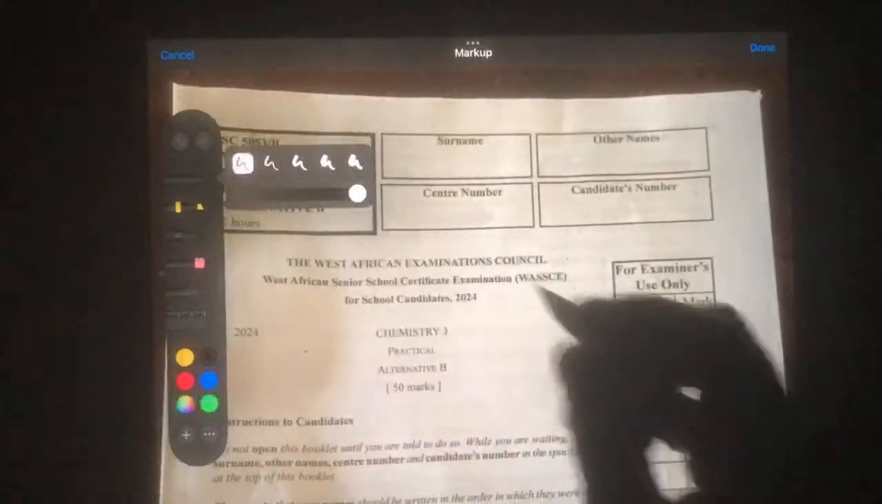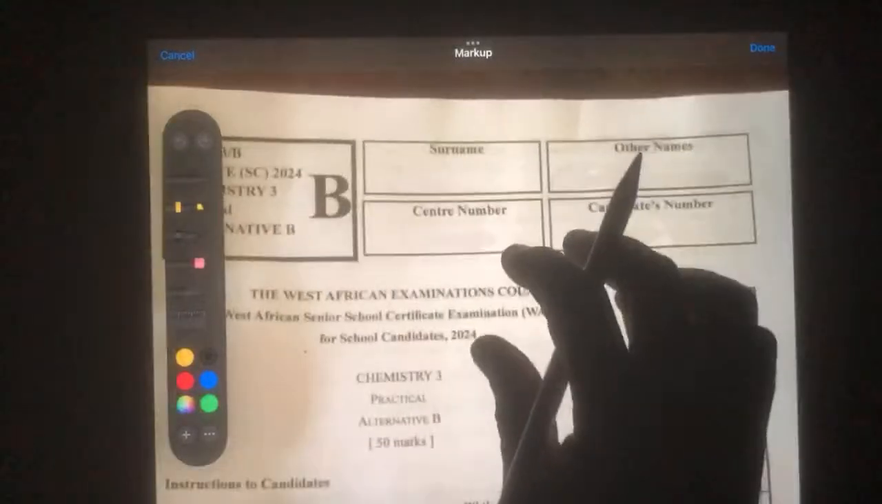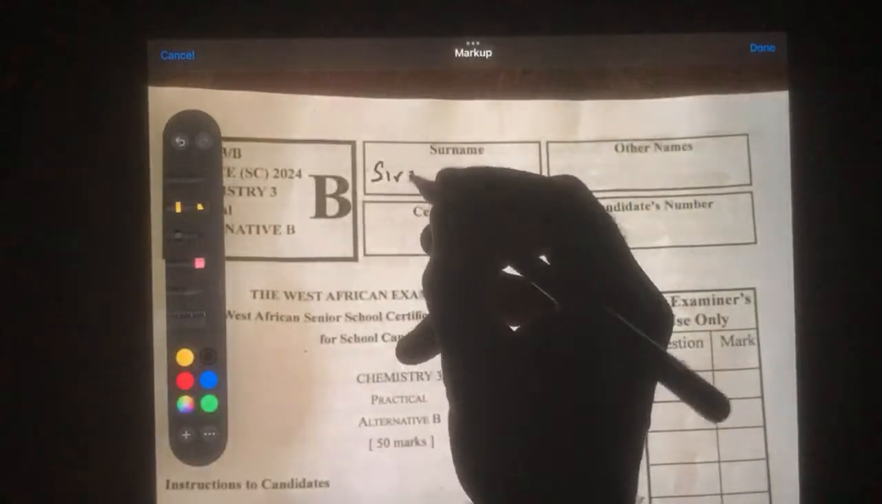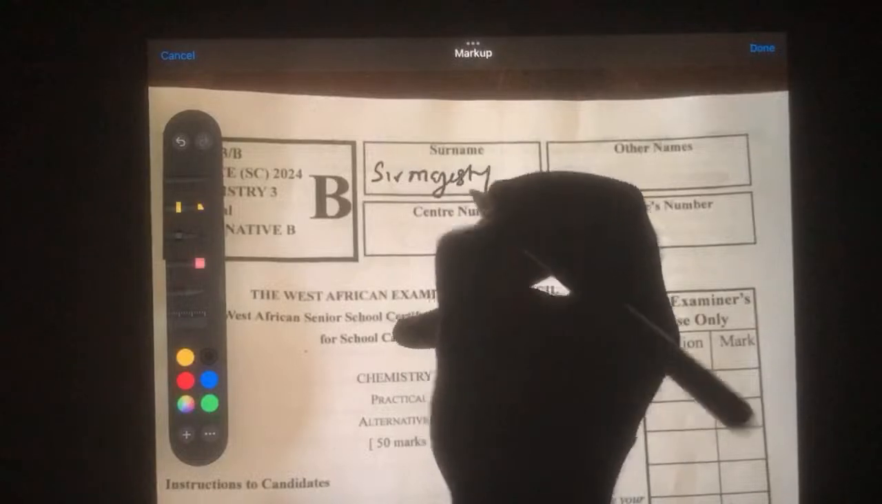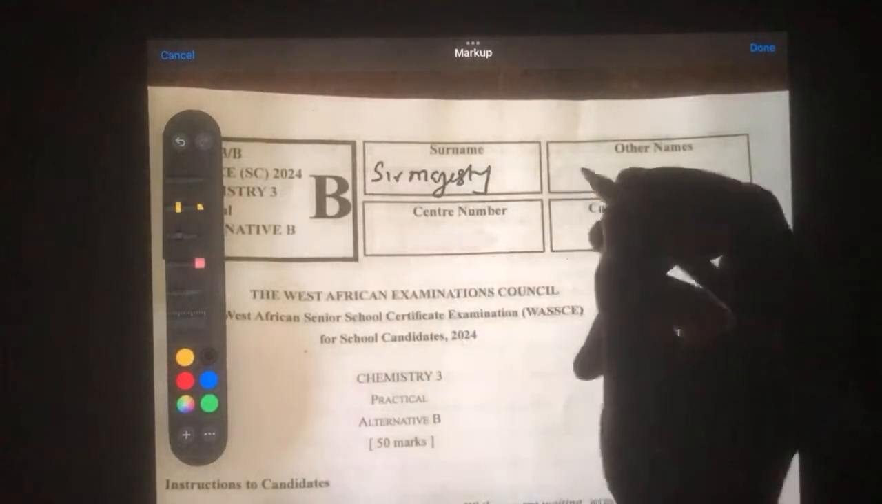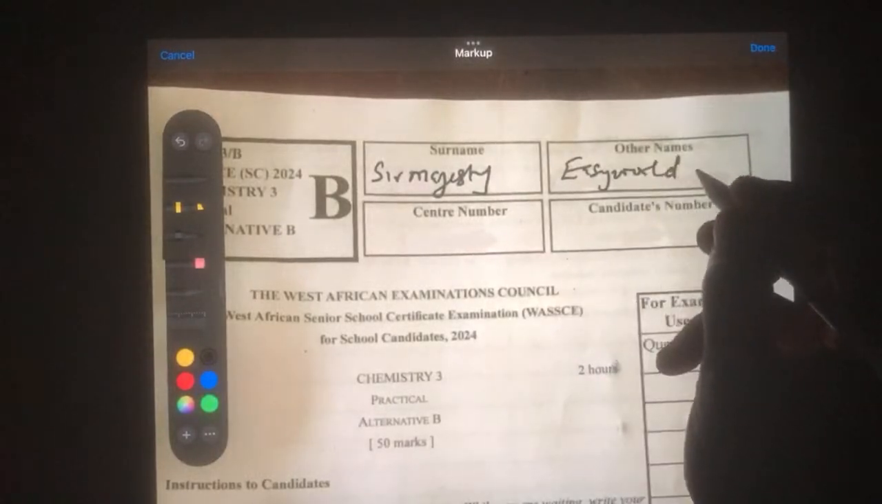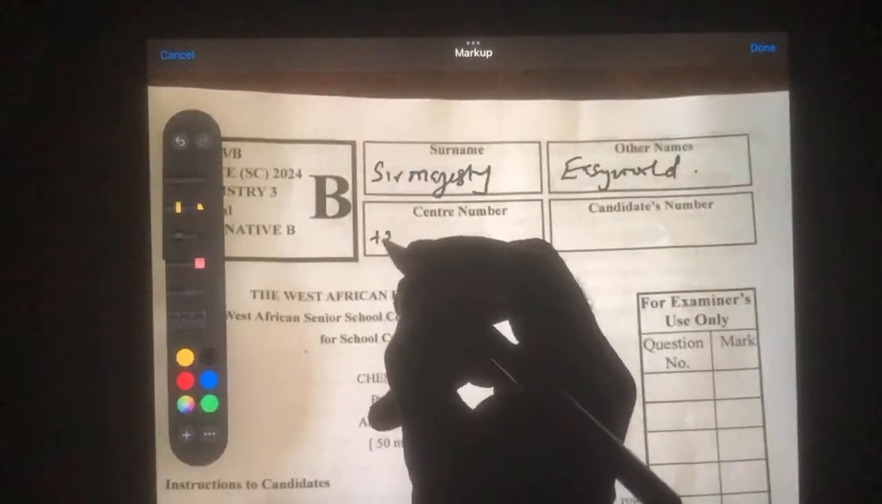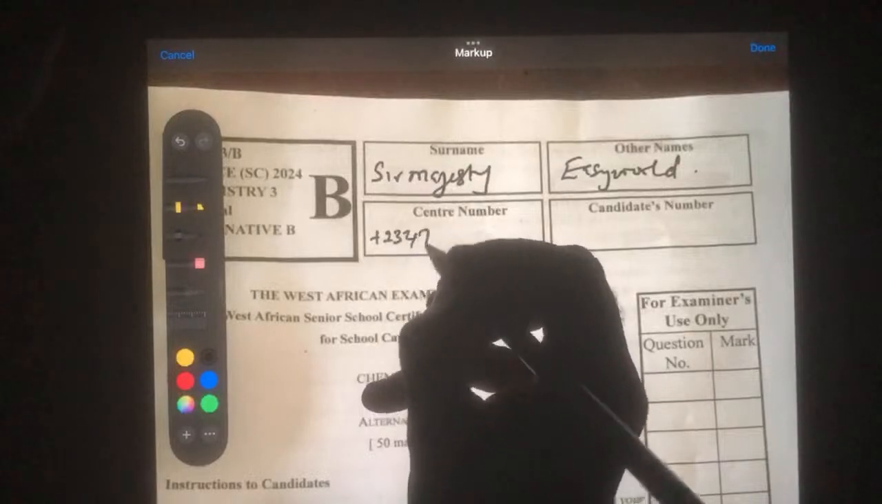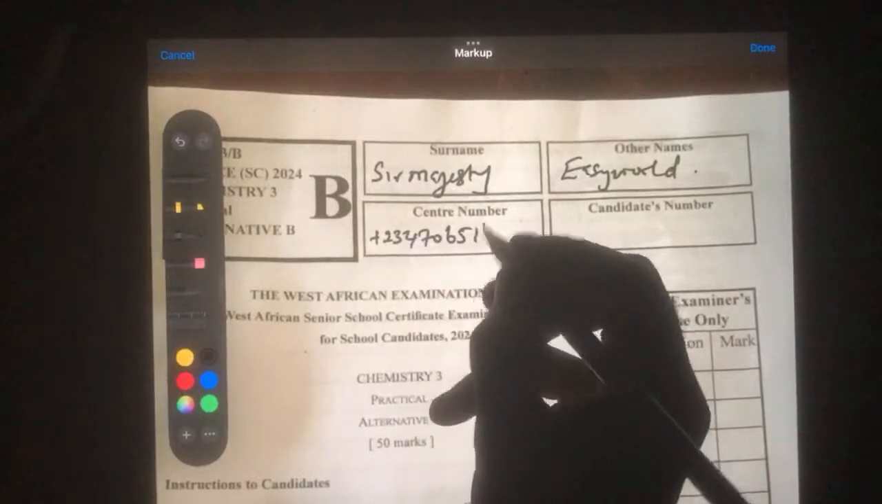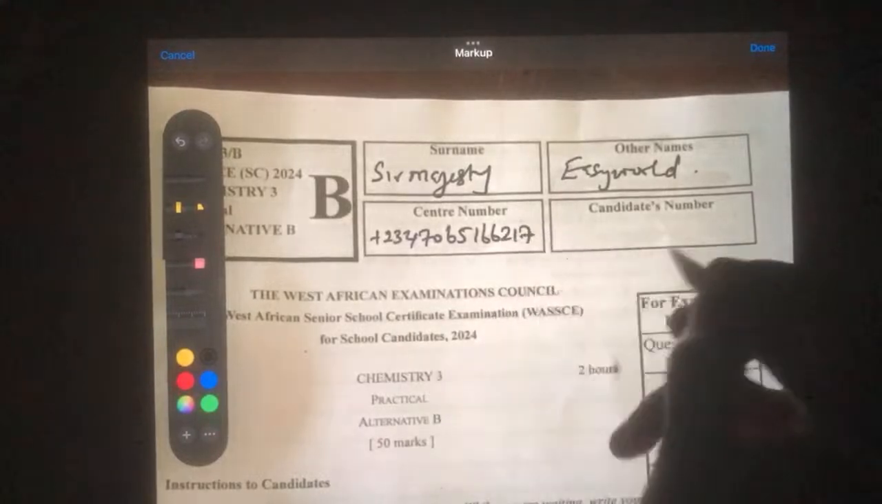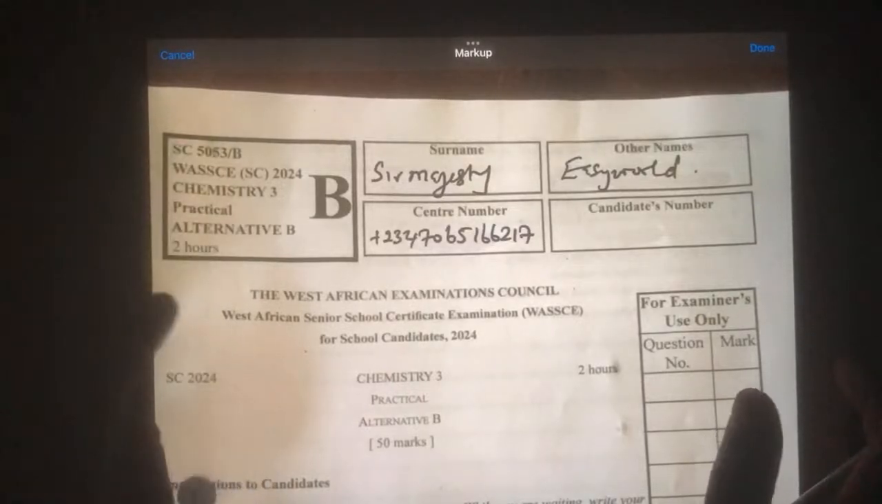The pen is there. Remember to write your name and the exam number, as usual. Over here, we'll be working with Her Majesty Easy World Science Channel. So the center number should be +234 7065166217. For the candidate's number, anything can serve. Okay, so we'll take a look at the paper briefly.